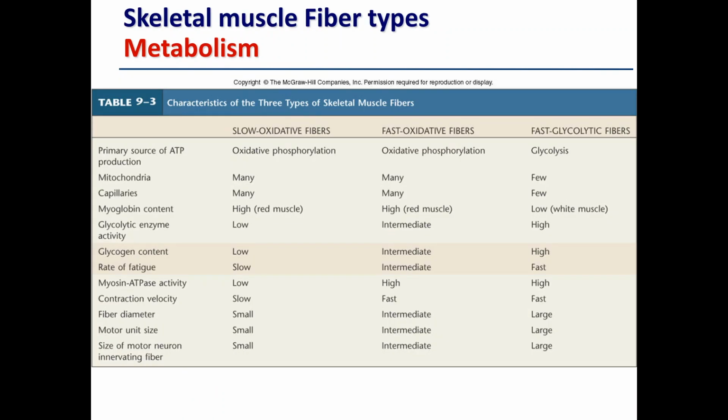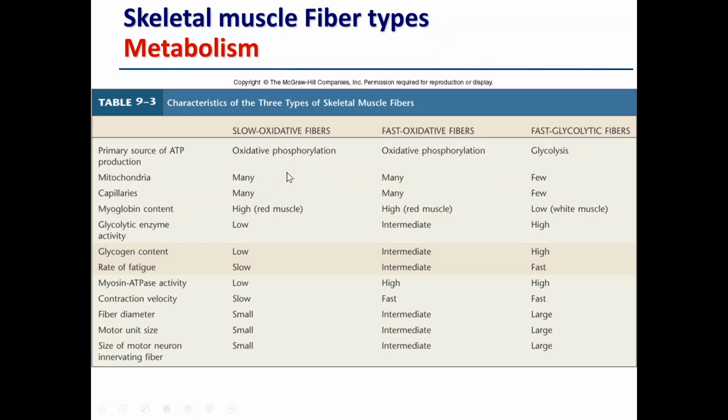Here's just some of the characteristics of different types of muscle fibers. We have our slow oxidative type 1 fibers, fast oxidative fibers like our type 2A and type 2B, and then our type 2X fast glycolytic fibers. Here we have the primary source of ATP production: in slow oxidative fibers, as they're named, oxidative phosphorylation. In fast oxidative, it's still oxidative phosphorylation with some glycolysis, and then in fast glycolytic, the ATP is produced in the absence of oxygen.